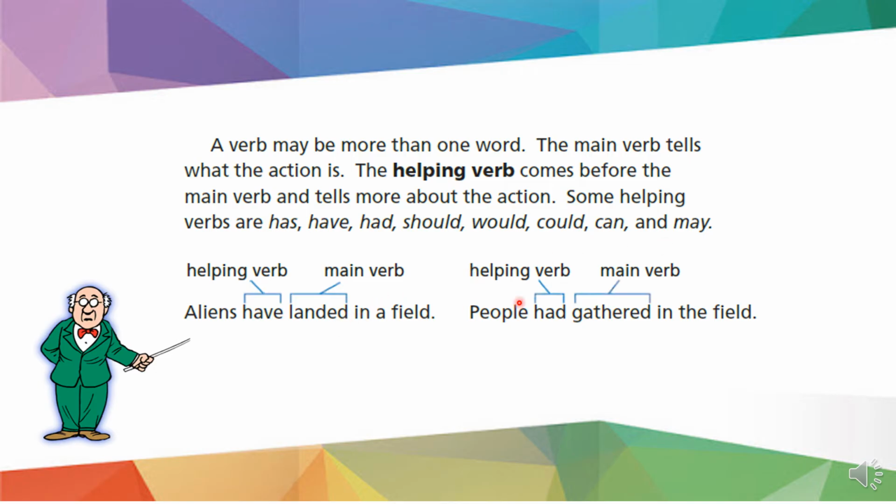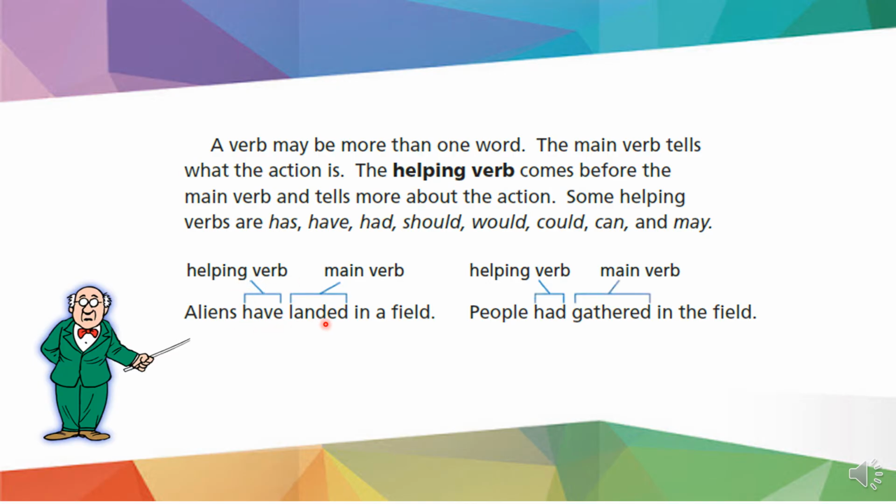So let's look at two examples right here. So you have aliens have landed in a field. Okay, so your helping verb in here is have, and your main verb is landed. So your main verb denotes the action, and the helping verb merely adds information about your main verb. Okay, so we know that this particular sentence is in the present perfect tense simply because of the presence of the helping verb have.